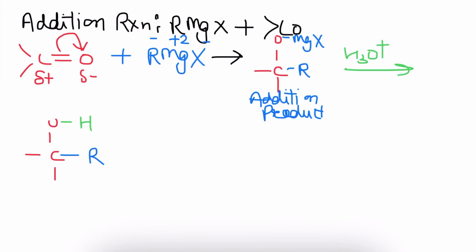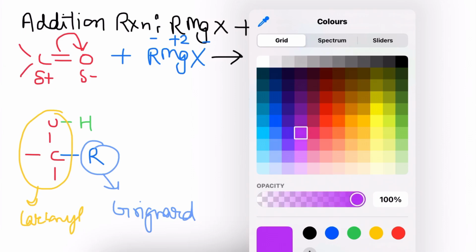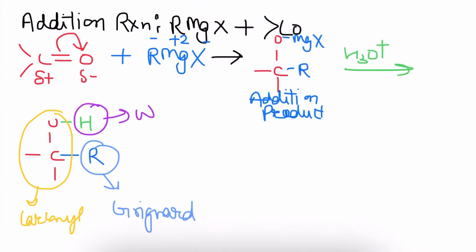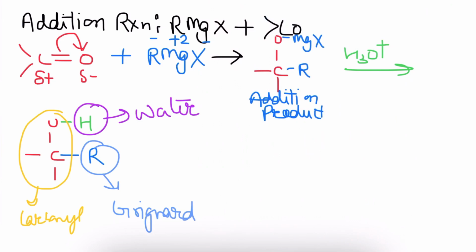ask the type of carbonyl from which it is formed. If you simply cross check the formula here, this part belongs to carbonyl. R part belongs to Grignard, it comes from Grignard reagent. And hydrogen part from water. So carbonyl compound on reaction with Grignard results in the formation of alcohol.